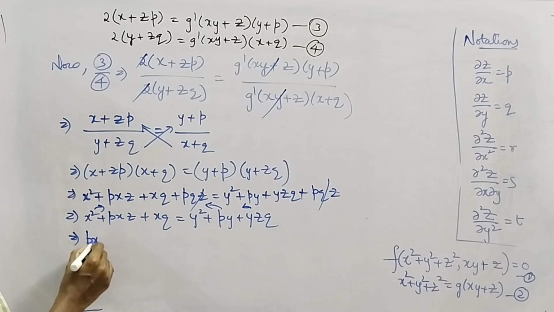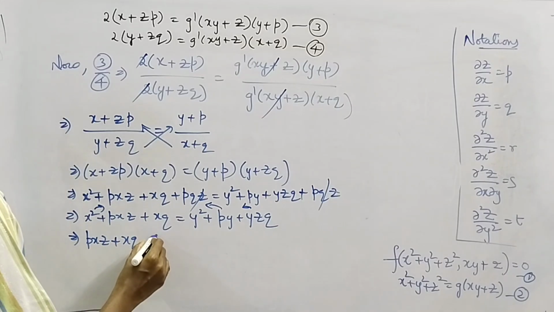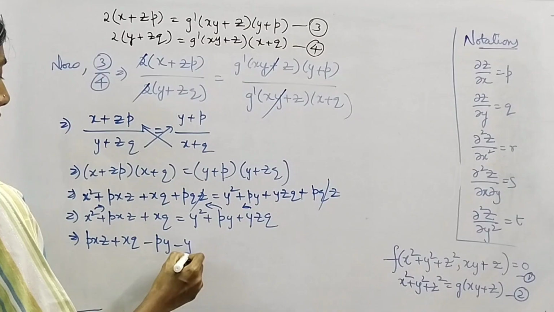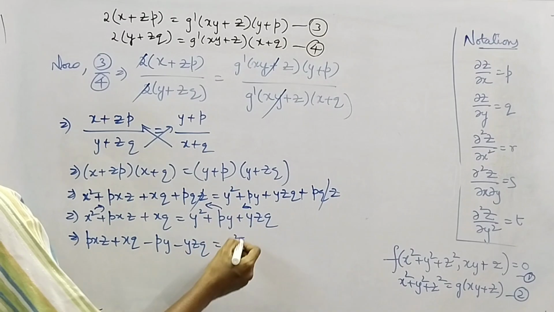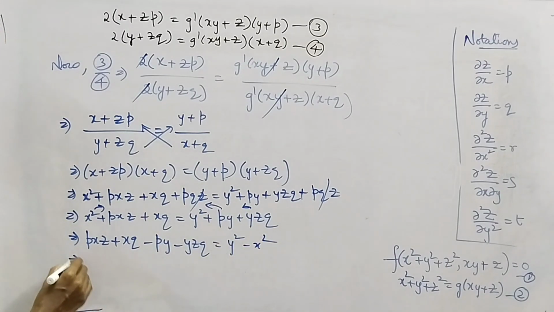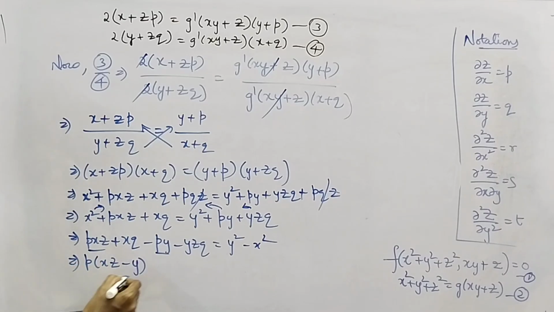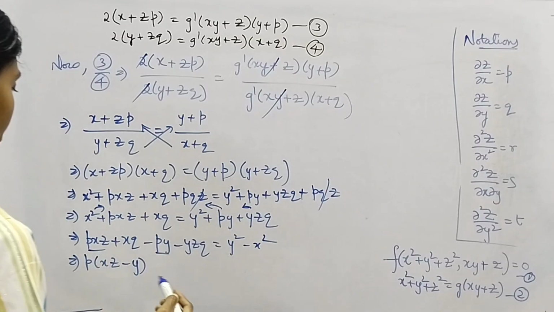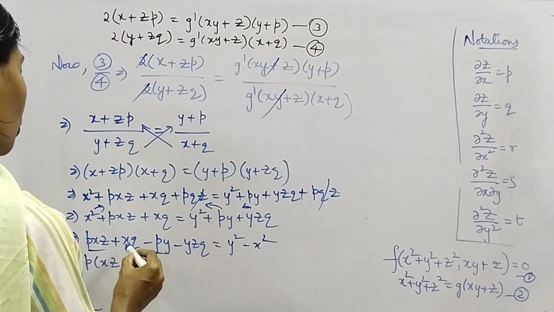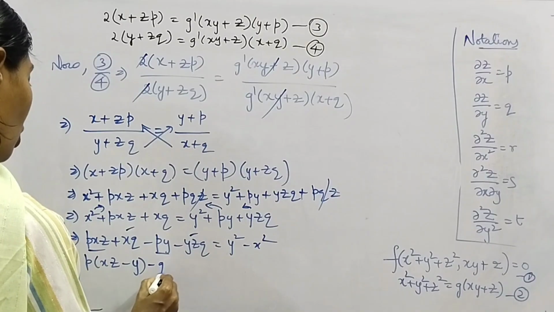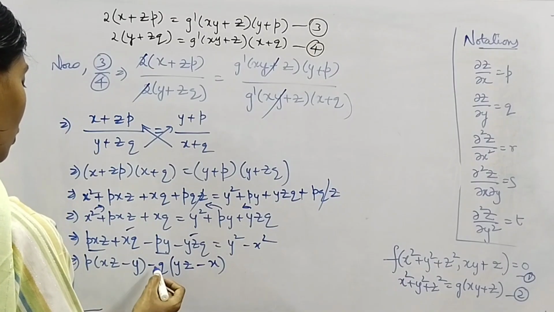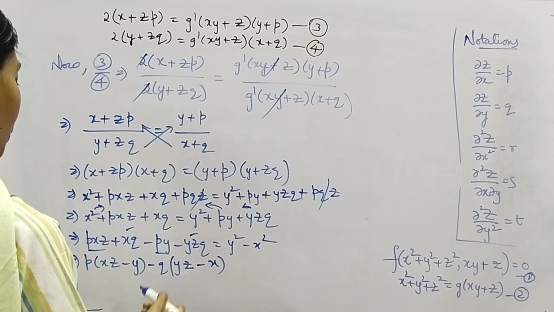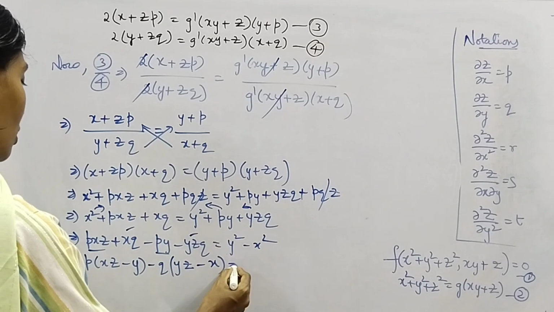We'll get pxz plus xq minus py, this becomes yzq, equal to, this remains the same, y square, and we'll just take x square to RHS. It becomes minus x square, right? Now take p common from these two terms. We'll get p times xz minus y, and now take minus q common from these two terms. You'll take minus q common, then you'll get minus q times yz minus x, right, which gives us minus qyz, minus into minus plus xq, which is the same, right?